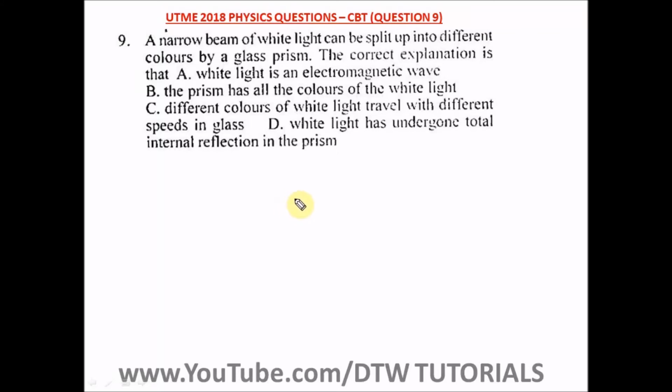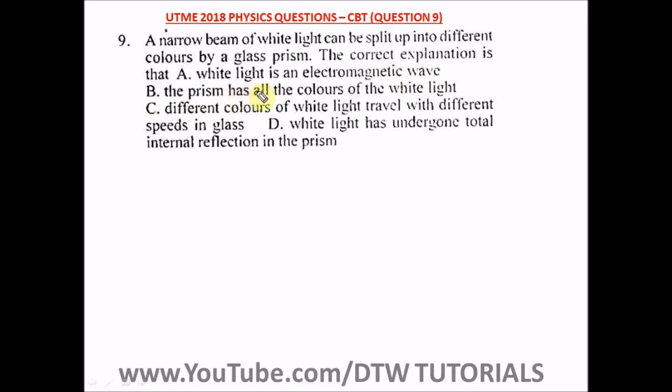Question 9 of the UTME 2018 Physics past question, that is your JAMB 2018 exams. It says a narrow beam of white light can be split up into different colors by a glass prism. The correct explanation is that, okay, so A says white light is an electromagnetic wave.